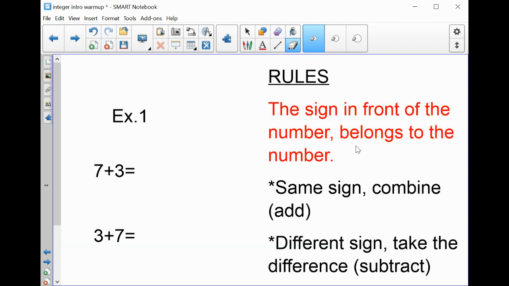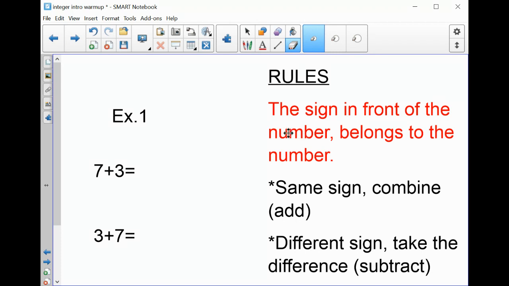Take a look here, example 1. Take a minute, pause the video, and copy down these rules, circle them, star them. These are really important rules. This is the key to everything. So I'll give you a second, pause the video. All right. Hopefully you've got those rules down now.